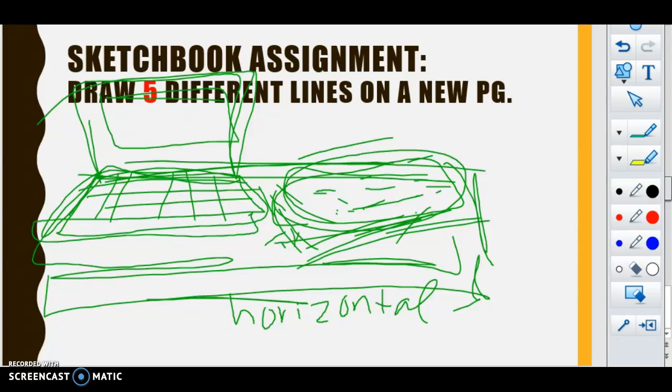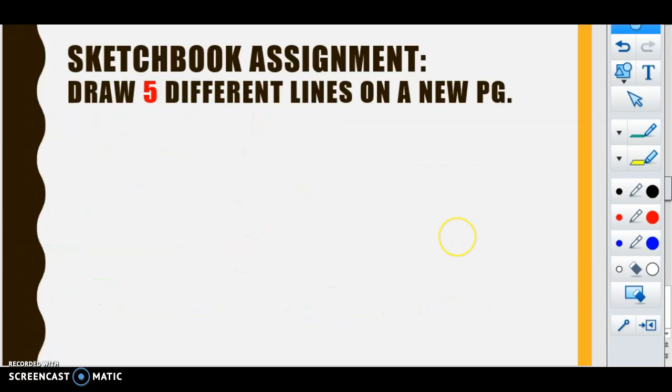so I need 5 different lines here. Okay, so let me emphasize that a little bit. 5. Okay. So however you want to do that, that's fine. Just give me one sketchbook assignment on one page of those 5 different lines. I want to know how you can use lines.